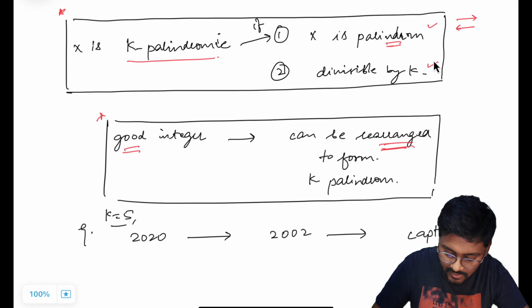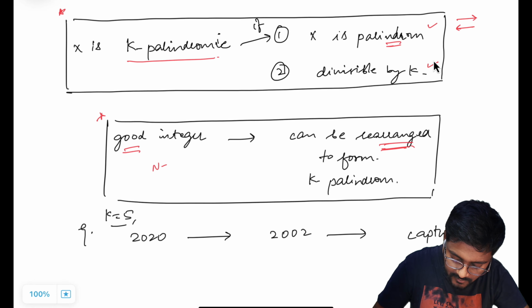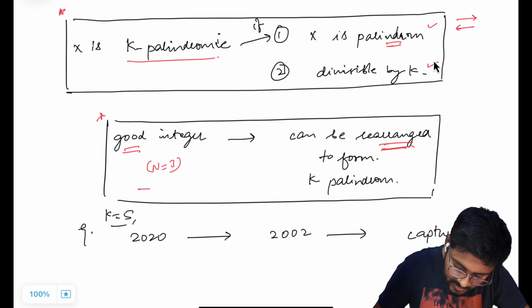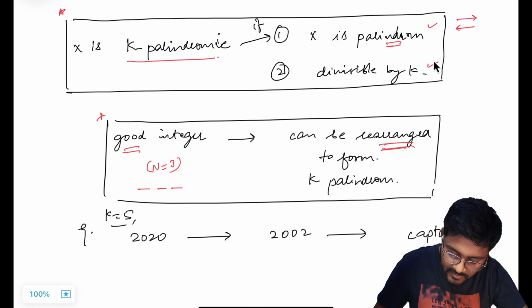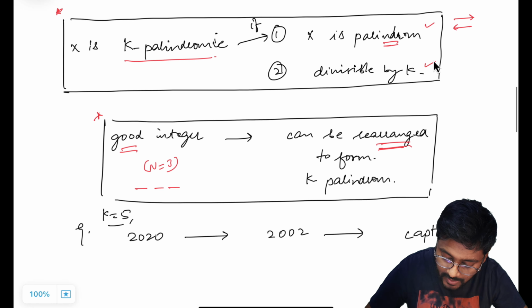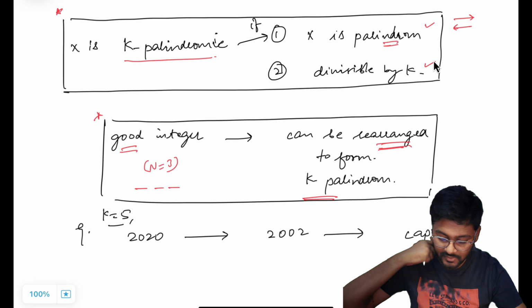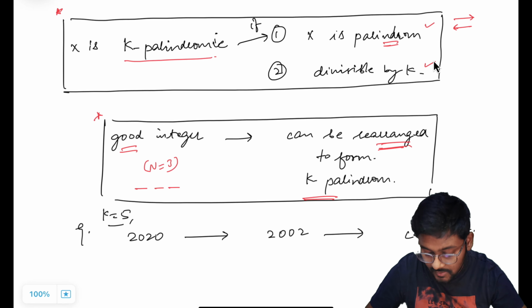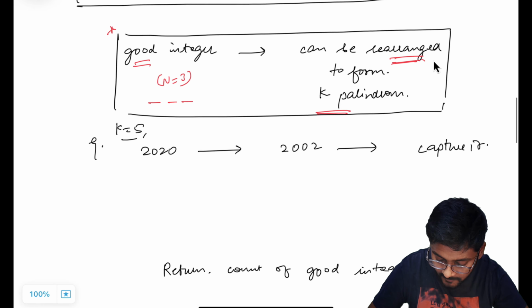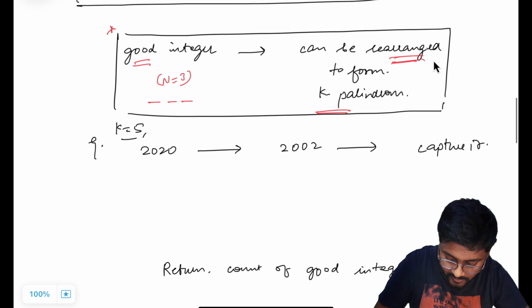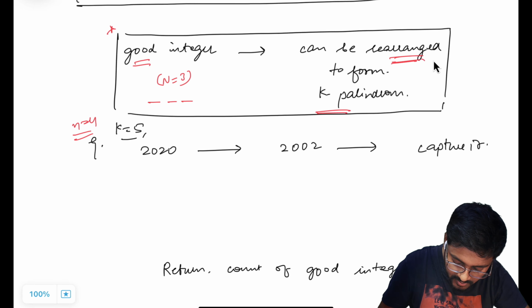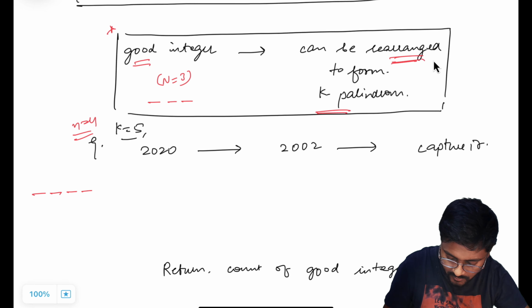If any integer of size n, let's say if n equal to 3, any integer of size n can be rearranged to form a k-palindromic integer, right? Then we are going to capture that integer. That integer is going to be our good integer. If I give you an example, let's say k equal to 5 and n equal to 4. So our good integer will definitely be of size 4, right? Because the n value is 4.